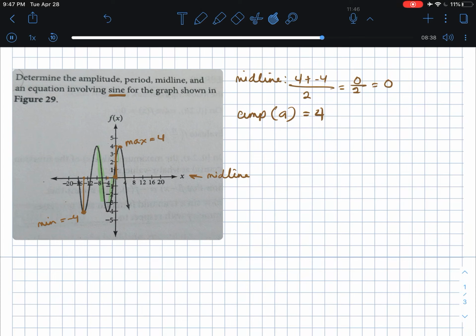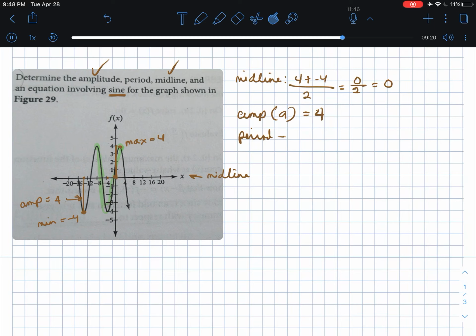Okay, so we got our amplitude. That's equal to 4. So we got our amplitude, we got our midline. Now we need to find the period. So the period is the horizontal length of a cycle. And based from here, I can start from this point and then end at this point. So this is my 1 cycle right there.